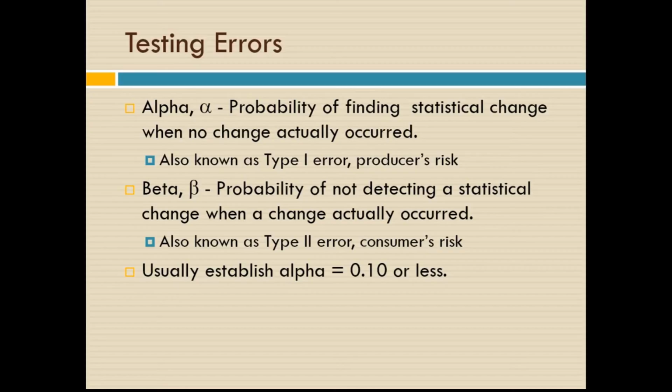The other kind of error is when something bad has happened. Well, that's a bad way to say it. Something has changed, but we do not detect it. We failed to detect a difference. And that's called consumer's risk. And all that means is that the group of people that are exposed to it first are the consumers.